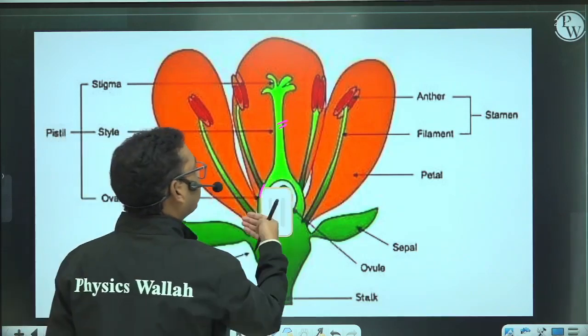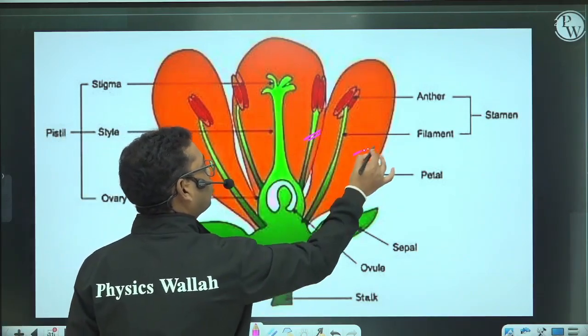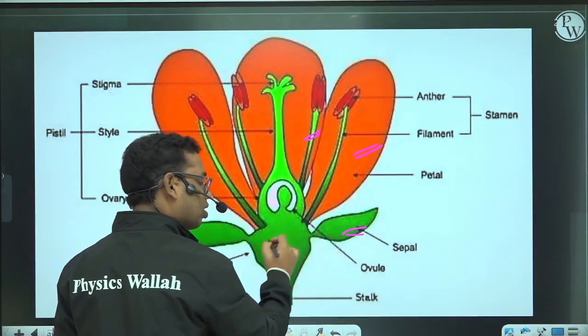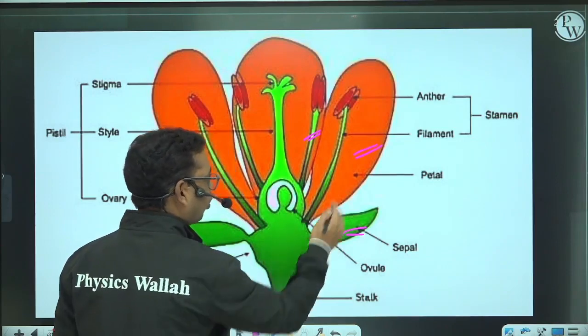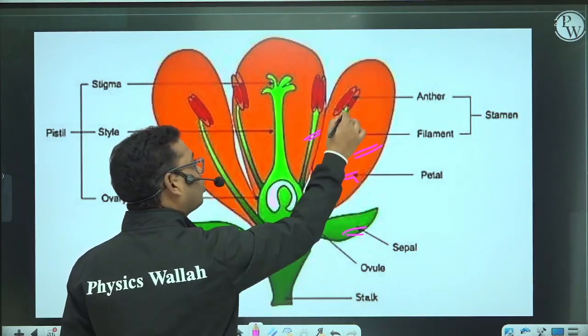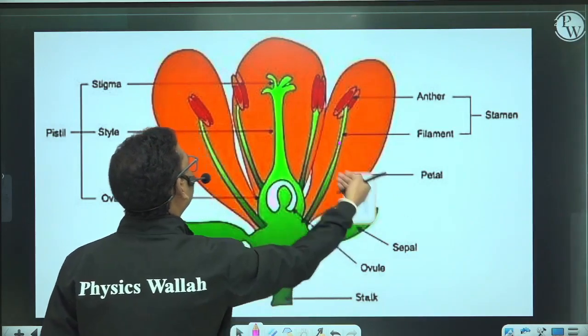Okay, and this structure is stamen. Okay, and this structure is the petal, and this structure is the sepal. So all these sepals collectively form the calyx. All the petals collectively form the corolla. All the stamens collectively form the androecium, and all the carpels collectively form the gynoecium.